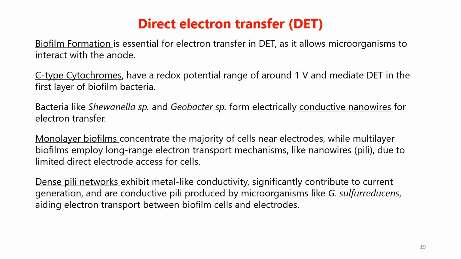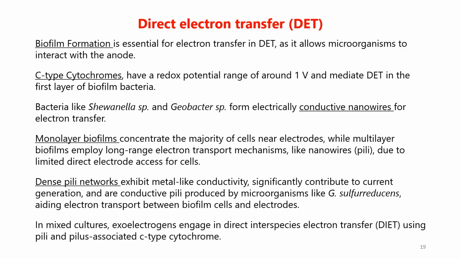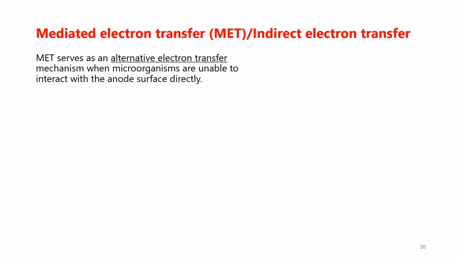Dense pili networks exhibit metal-like conductivity, significantly contributing to current generation, and are conductive pili produced by microorganisms like Geobacter sulfurreducens, aiding electron transport between biofilm cells and the bioelectrodes. In mixed cultures, exoelectrogens engage in direct interspecies electron transfer using pili and pilus associated C-type cytochrome.